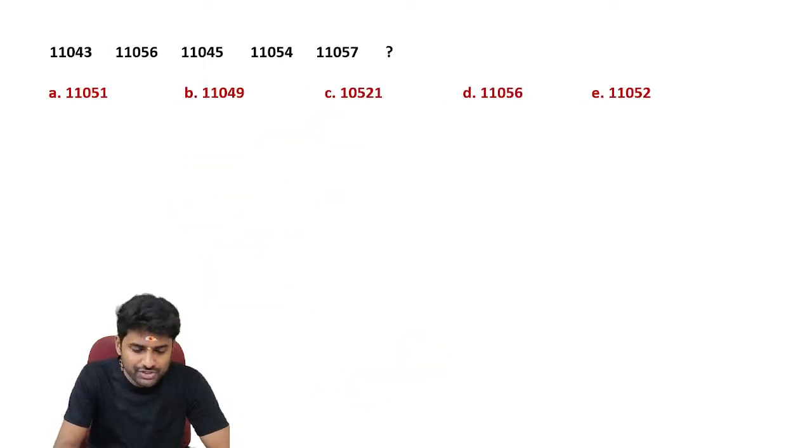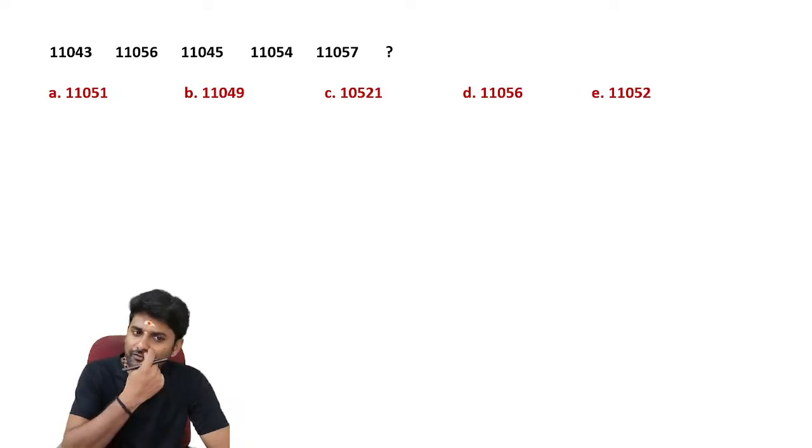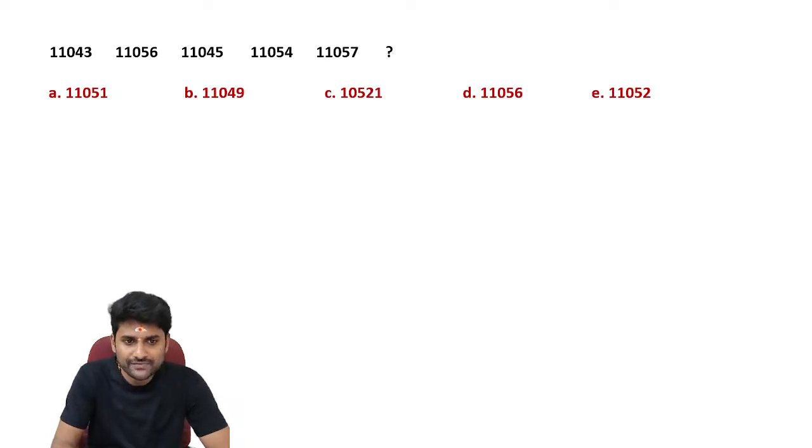Next, let's move on to question number 2. Here the numbers are 11,043, 11,056, 11,045, 11,054, 11,057. Now what is the next number? If you observe all the numbers, 11,000 is common.